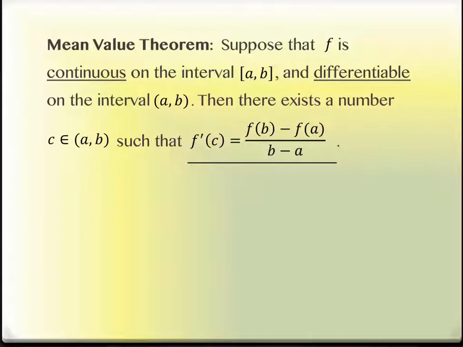I'll draw you a picture in a moment, but here's actually what it says. Suppose that f is continuous on the closed interval [a, b] and differentiable on the open interval (a, b). Those are the same conditions we had before. But there is no condition about the endpoints needing to match. So as long as it's continuous and differentiable, then there exists a number c between a and b such that f prime of c is equal to f of b minus f of a over b minus a.